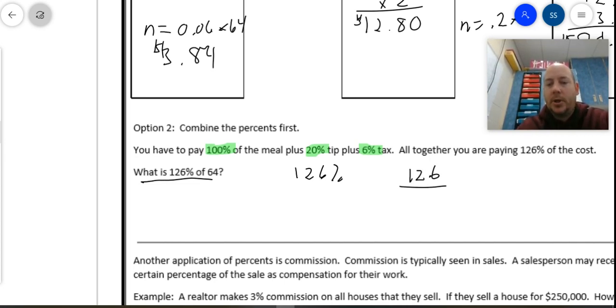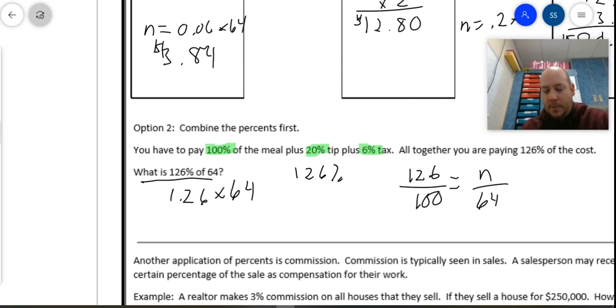Again, if you do your proportion, percent over 100, 64 is the total. Solve it that way. You could do 1.26 times 64. Right, change your percent to a decimal and multiply. Either way, you should get the same answer of $80.64. Right? So it's really up to you. If you don't need to know what's the individual tax, what's the individual tip, you just want the total, usually it's easier to combine the percents together first.